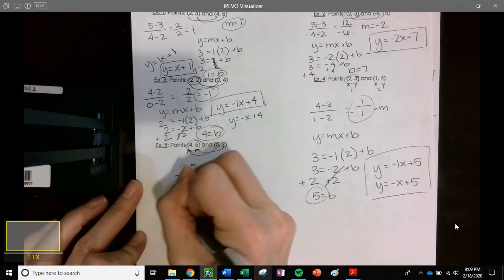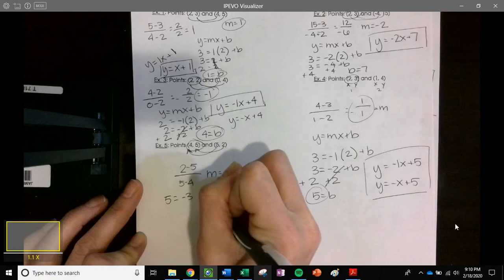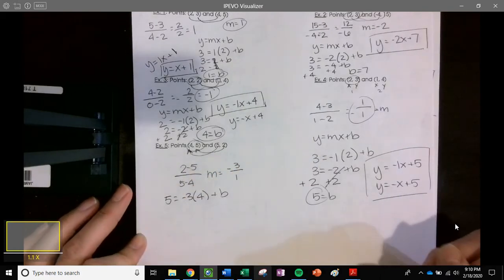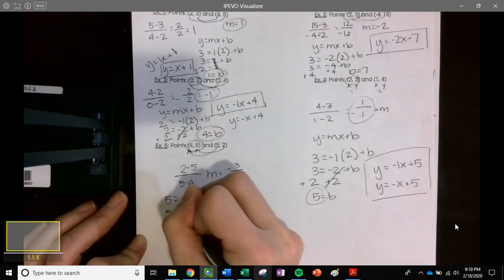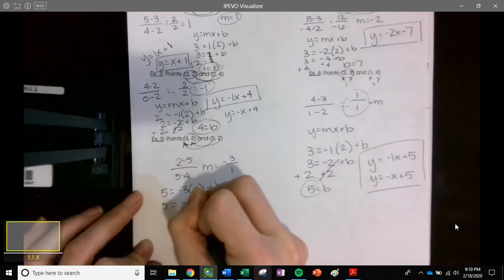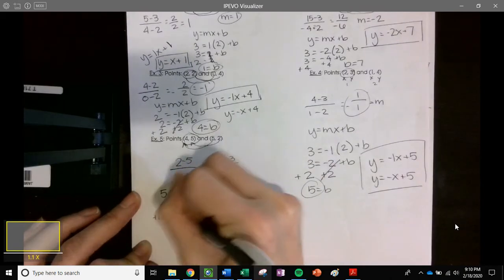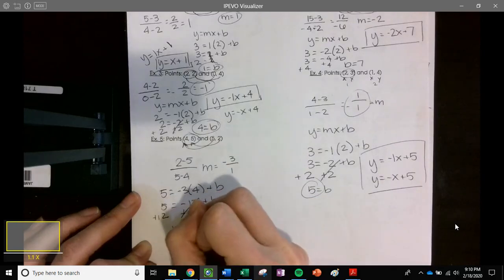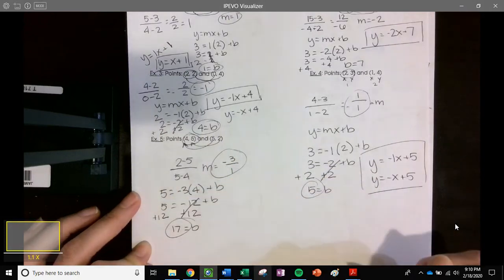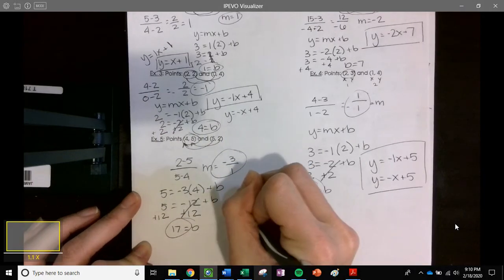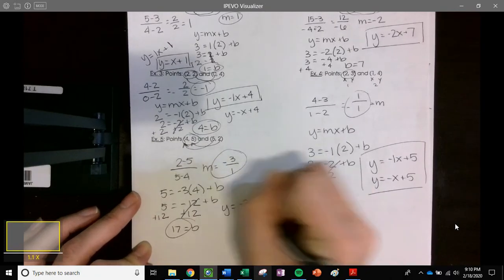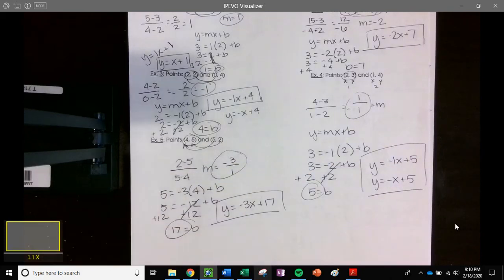5 is y. My slope is negative 3. 4 is x. I'm solving for b, so that should be the only variable. 5 equals negative 12 plus b. I want to get b by itself, so I'll add 12 and add 12. That'll cancel it here, and that'll give me 17 equals b. Negative 3 is my slope, 17 is my y-intercept. In my equation, y remains a variable, negative 3 is slope, x remains a variable, 17 is the b.